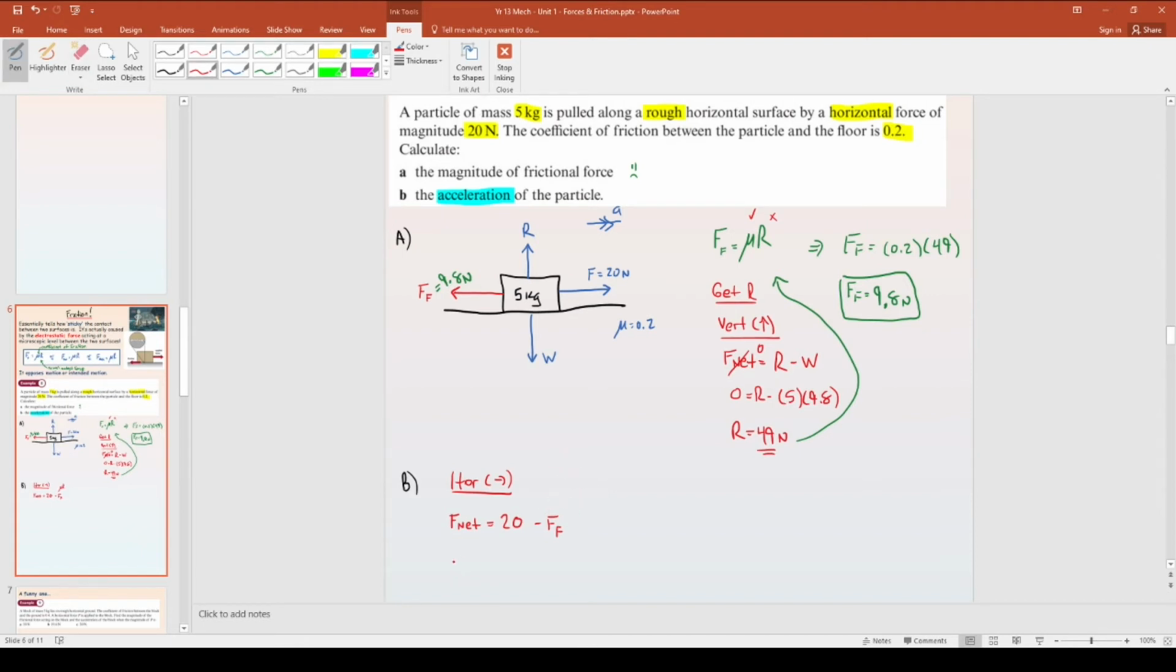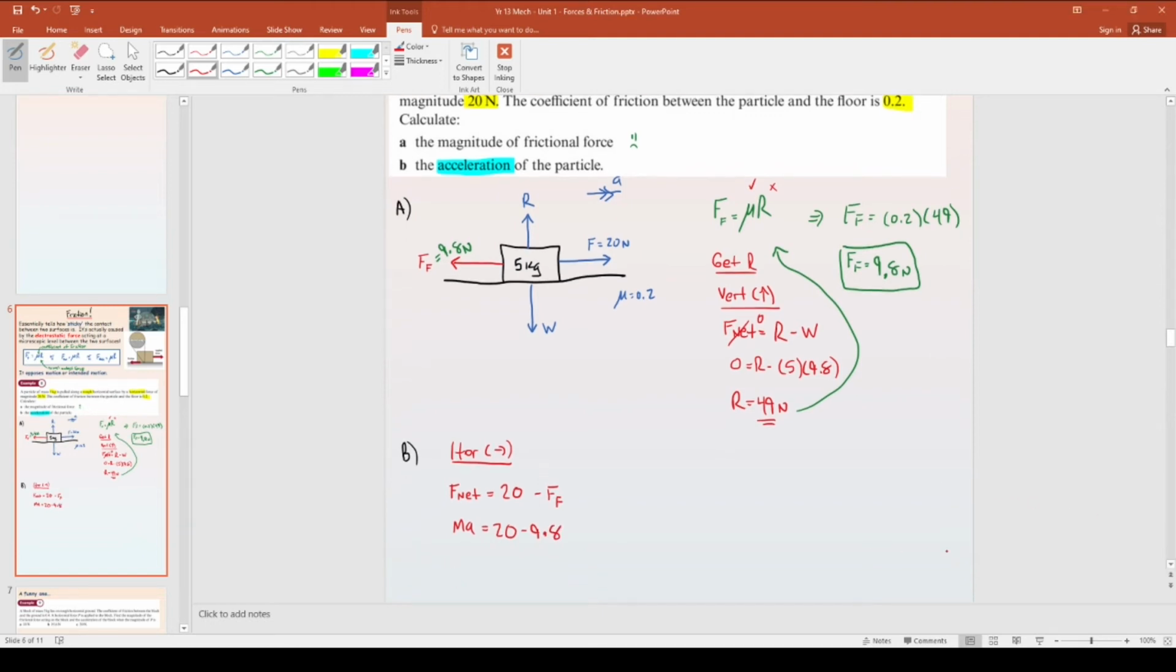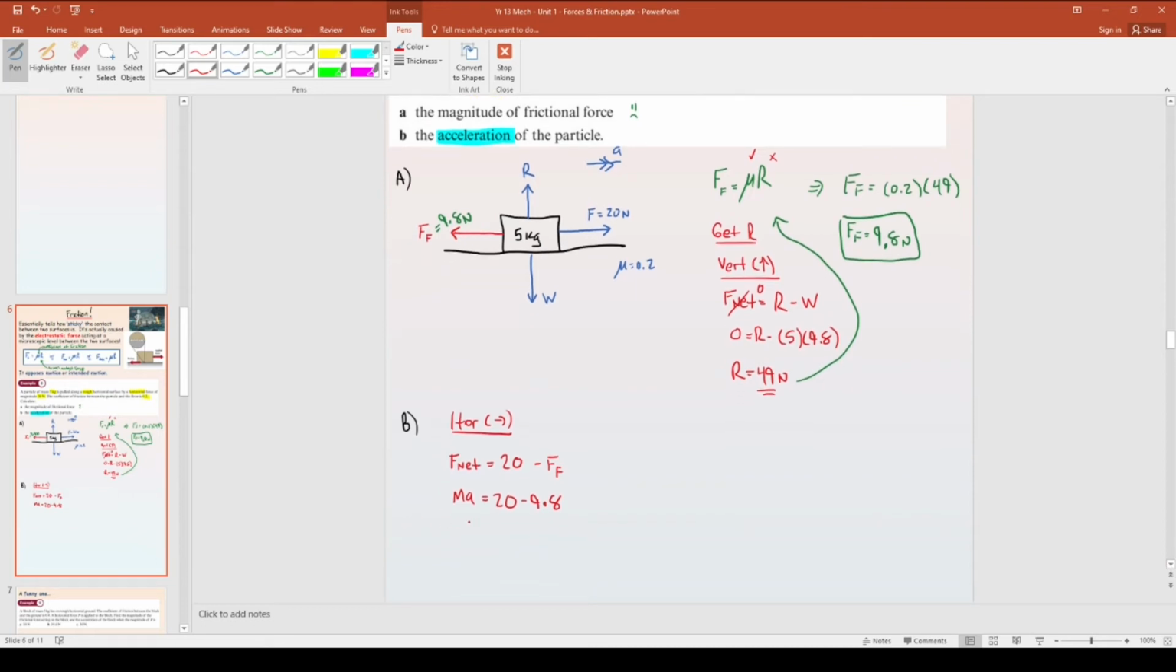F net does equal ma, because it is accelerating, and that is going to equal 20 take away 9.8, which means we know what m is as well. M is 5, so we're going to get 5a equals 20 take 9.8. Put that in your calculator, and you'll have it, my lovelies. So 20 take 9.8 divided by 5 equals 2.04. So the acceleration here is 2.04 meters per second squared, like a boss.